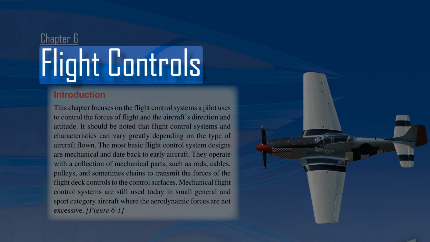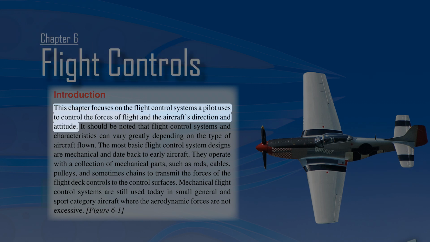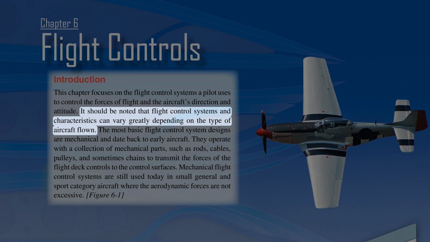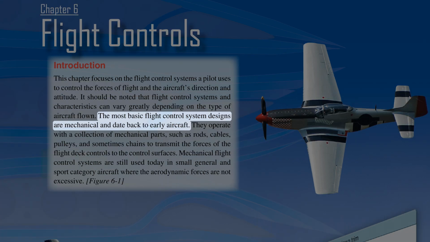Chapter 6. Flight Controls. Introduction. This chapter focuses on the flight control systems a pilot uses to control the forces of flight and the aircraft's direction and attitude. It should be noted that flight control systems and characteristics can vary greatly depending on the type of aircraft flown. The most basic flight control system designs are mechanical and date back to early aircraft.